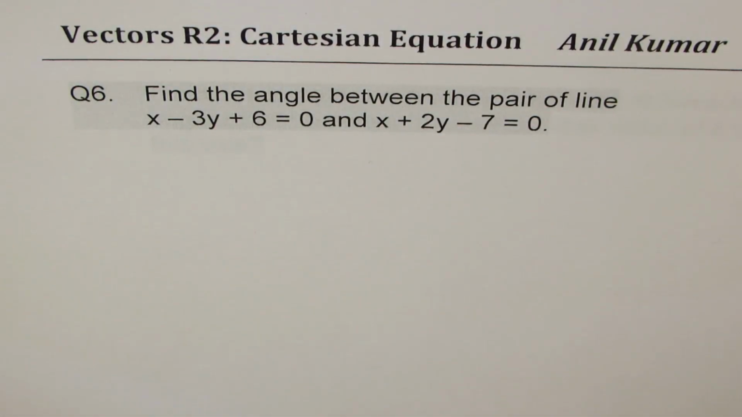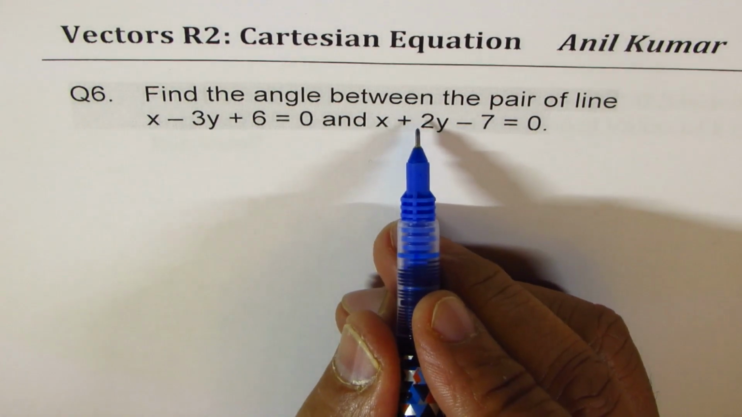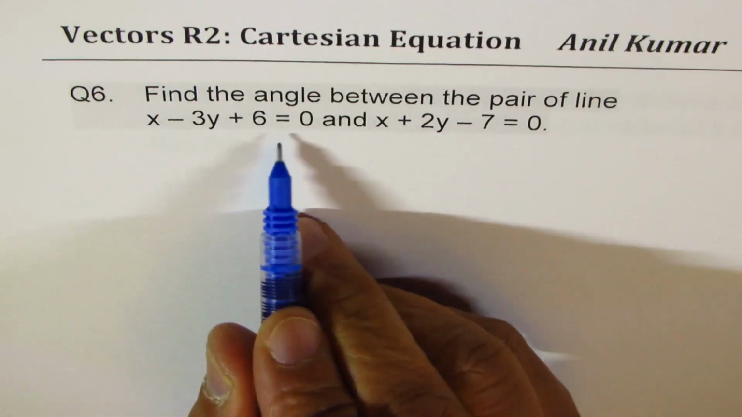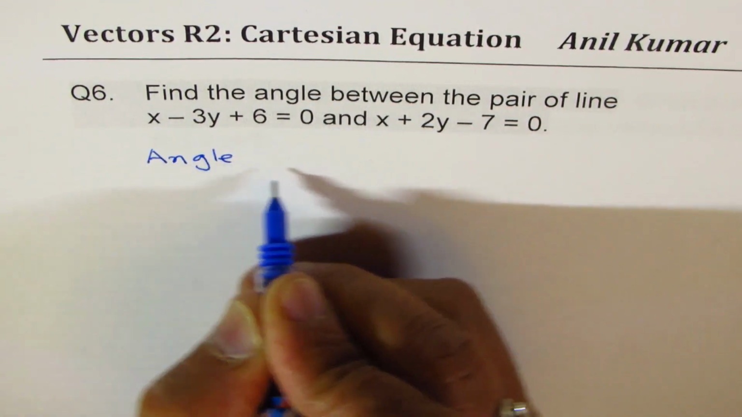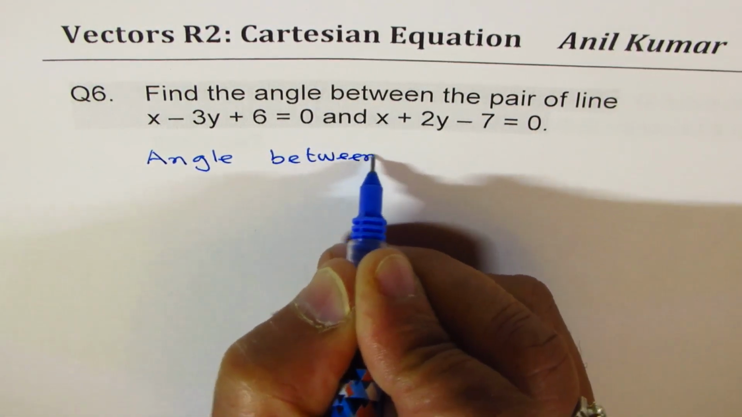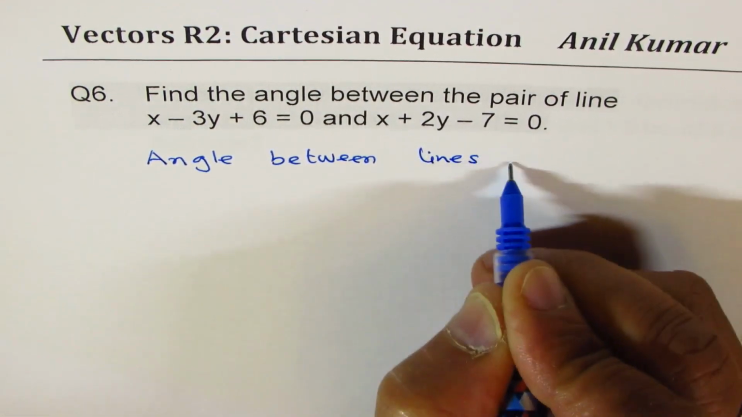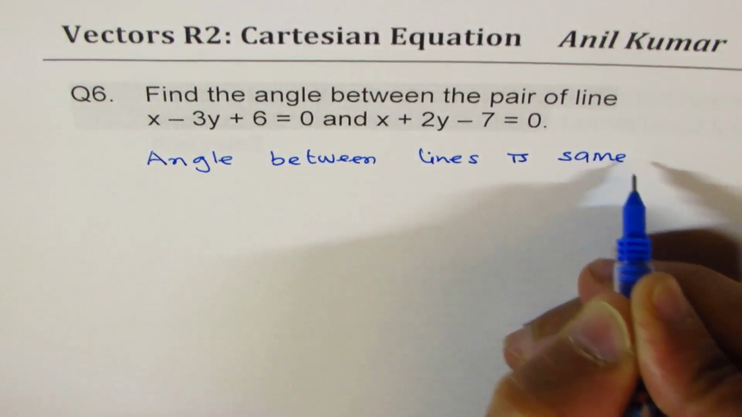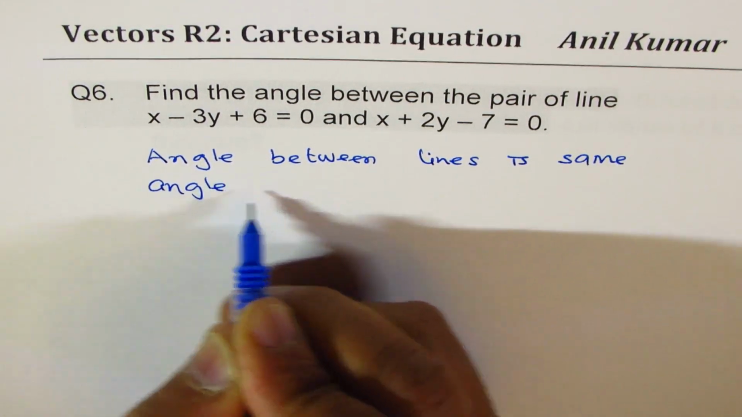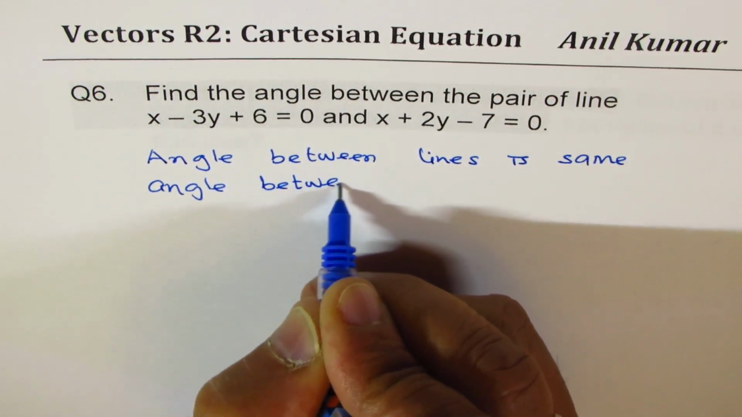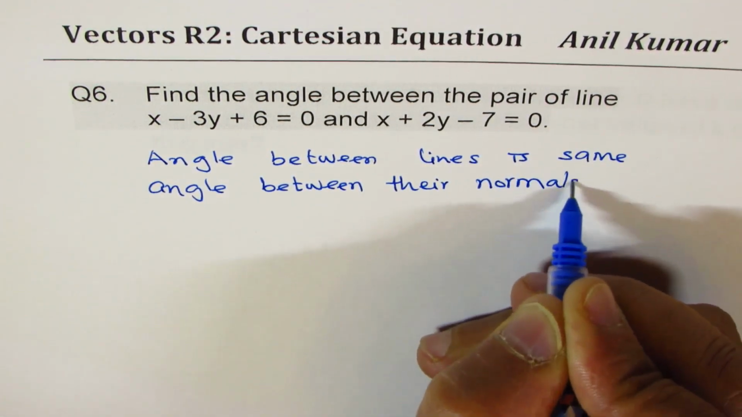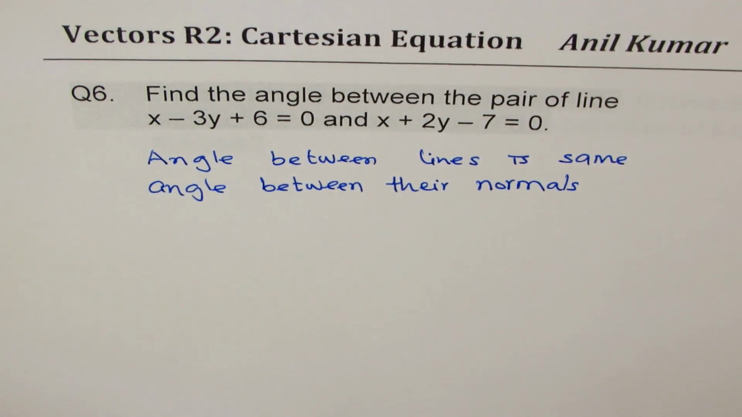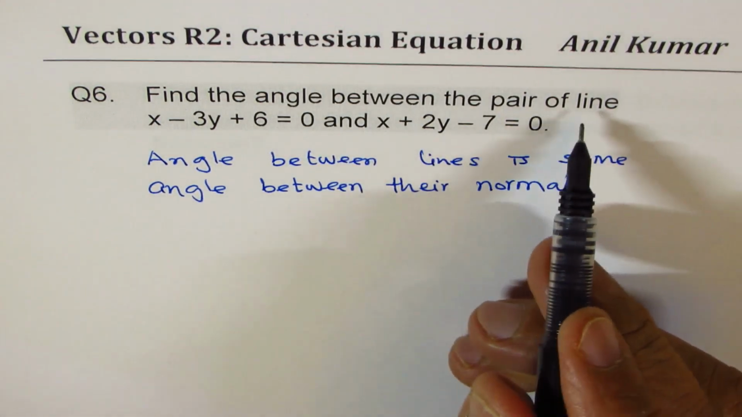Question number 6. Find the angle between a pair of lines. So we give 2 lines both in Cartesian form. So what we can say here is that the angle between lines is the same as the angle between their normals, correct? The normals and the lines will give you the same angle. So that is the concept. So we are using this concept to find the angle between a pair of lines.